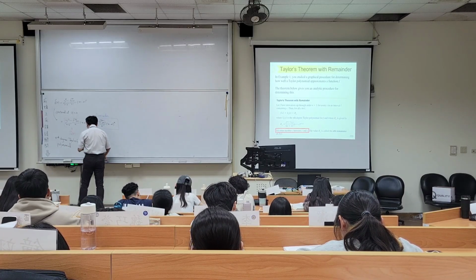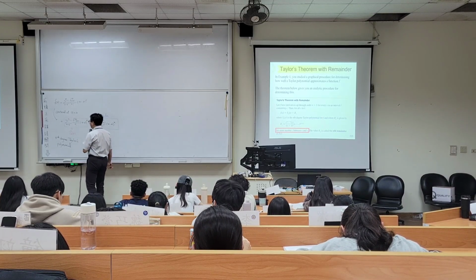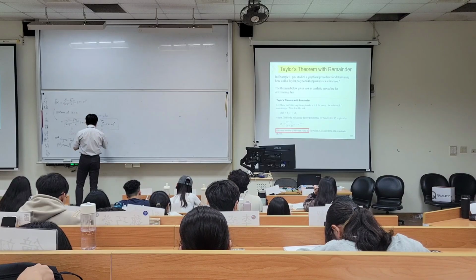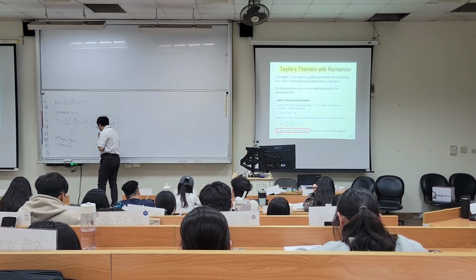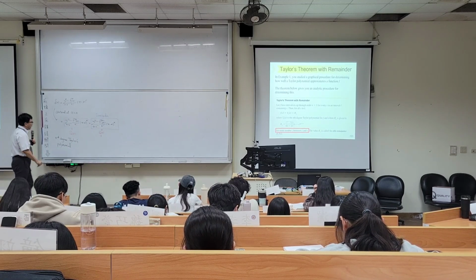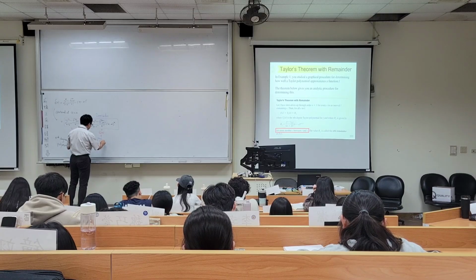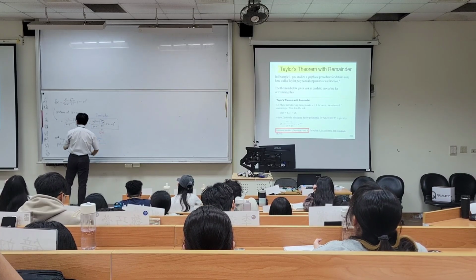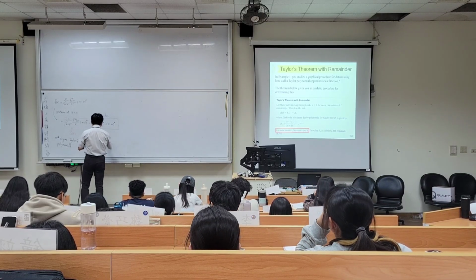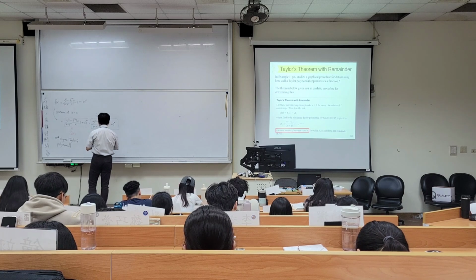The notation is R sub n of x, and actually I can write it, it needs some proof, this way: instead of the infinite sum, you can write it as the n plus 1 derivative of f divided by n plus 1 factorial, and then x minus a to the n plus 1 power.